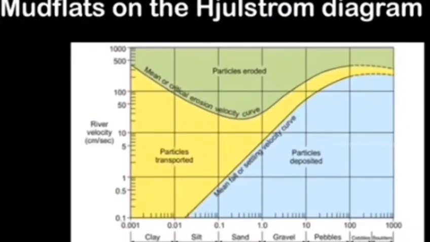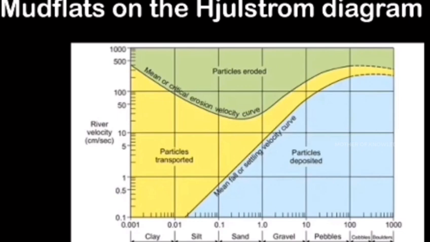In a Hjulström diagram, you see grain sizes on the x-axis and velocity on the y-axis. Then you also see two lines, basically a settling velocity and then a critical erosion velocity. Looking at this diagram, where do you think mudflats fall? Take a second to think.